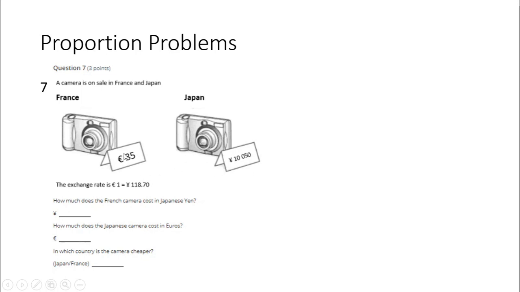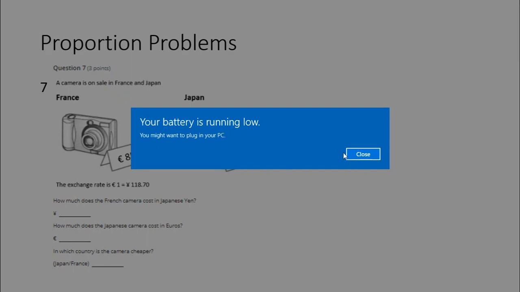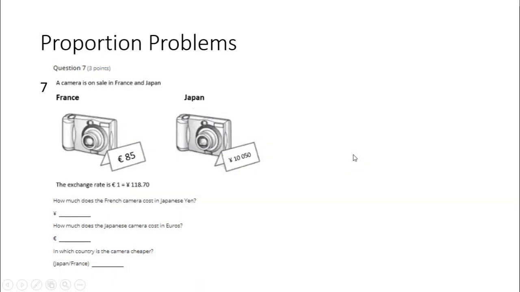And we need to compare to see which one is the better deal, which one is cheaper, we're looking for. Okay, so how much does a French camera cost in yen? So that's this camera here. I'm showing my working by starting to set up the ratio of the currencies over here. And then I'm going to work out the French camera. That's the 85 euro camera. So that goes on the euro side. 85. I want to work out the yen side.